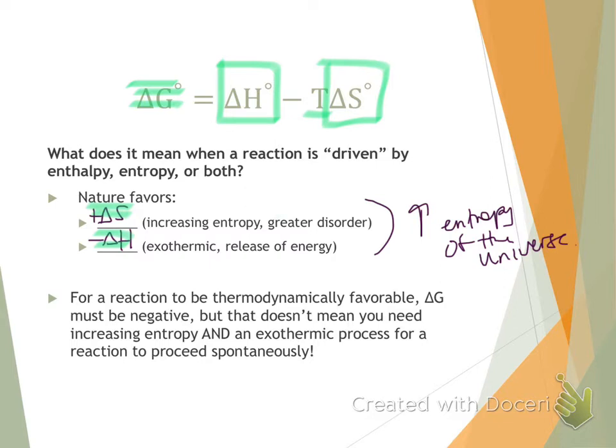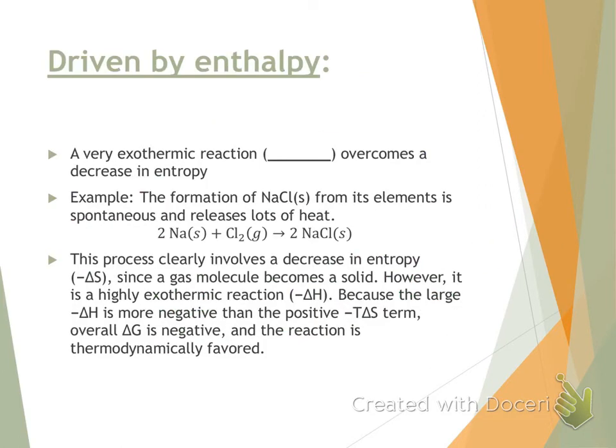For a reaction to be thermodynamically favorable, or to have a negative delta G, entropy doesn't have to be increasing, and our reaction doesn't necessarily have to be exothermic for a reaction to proceed. If one or the other is favorable enough to outweigh the unfavorableness of the other, the reaction can in fact be spontaneous. So let's look at a few examples of that.